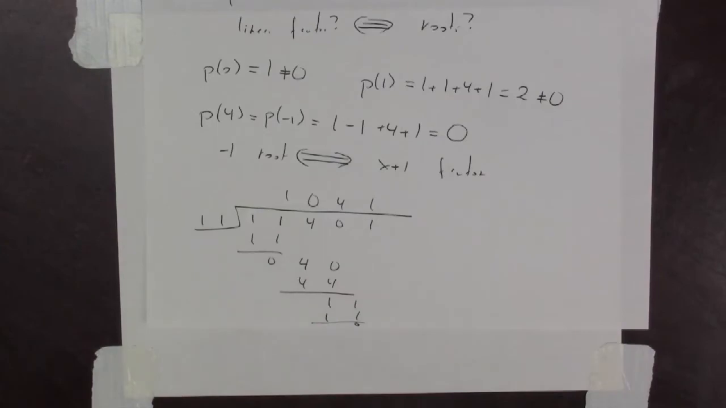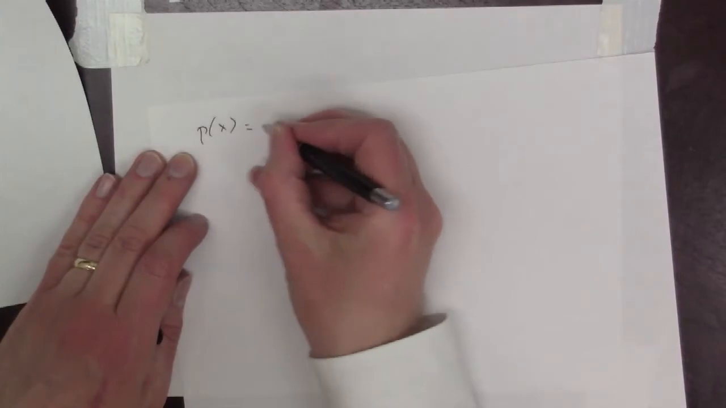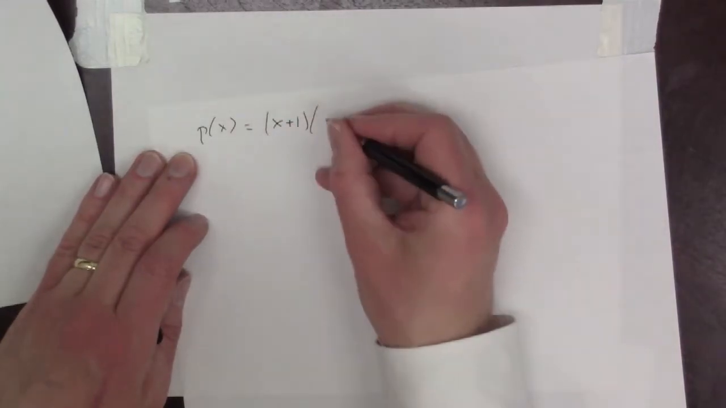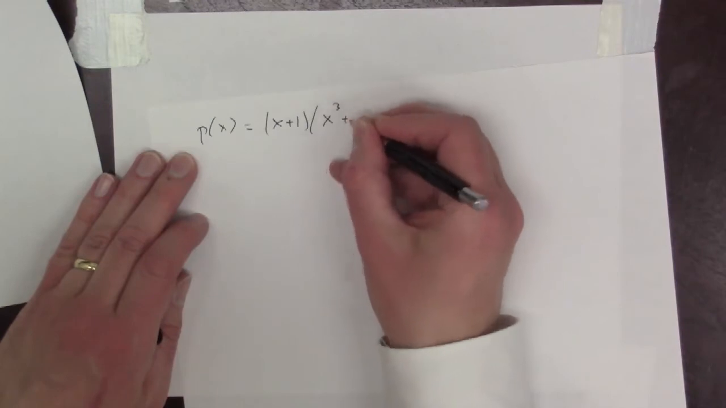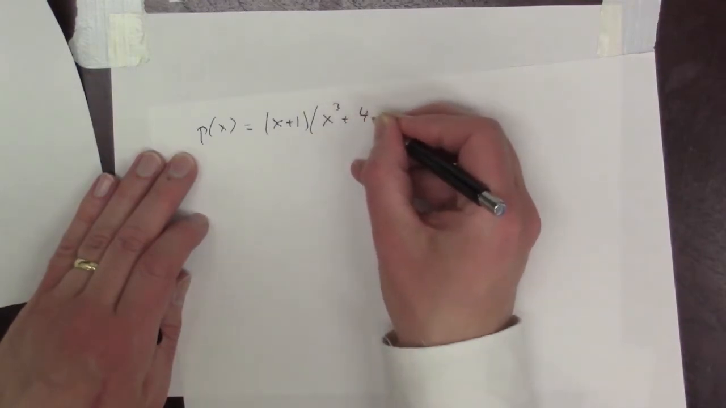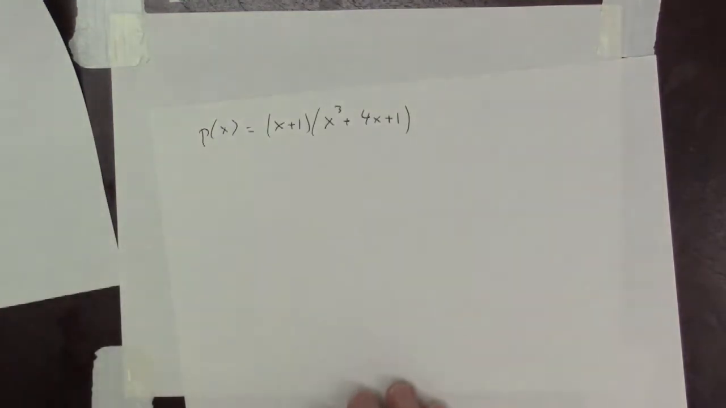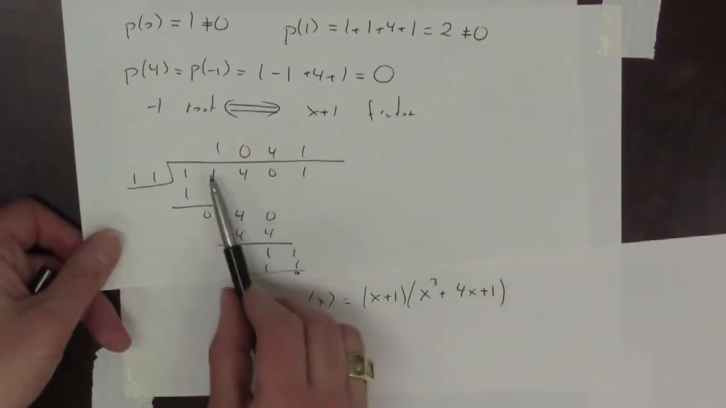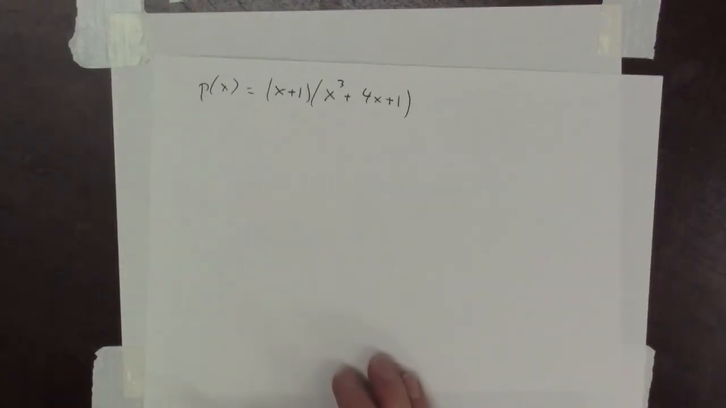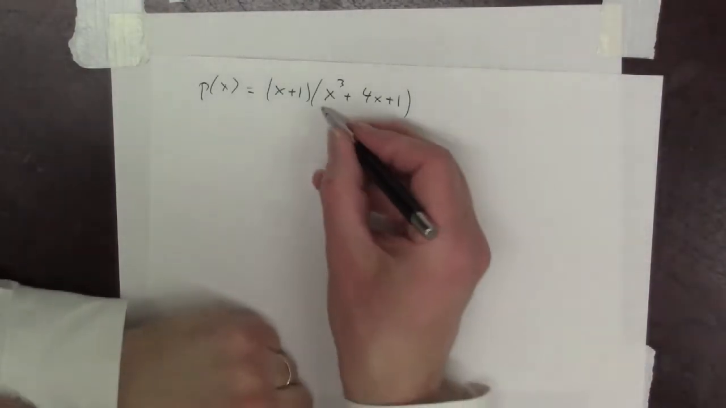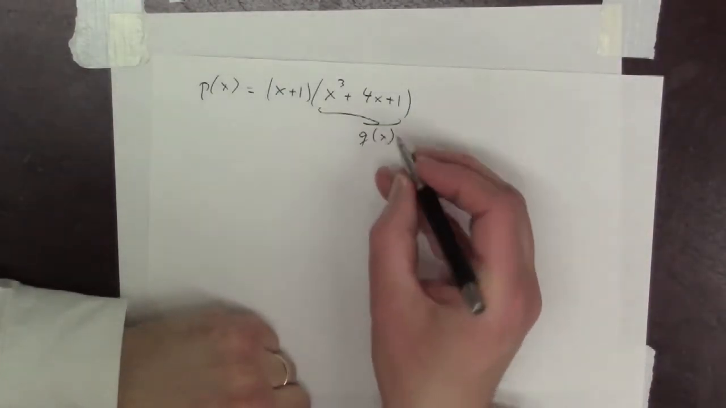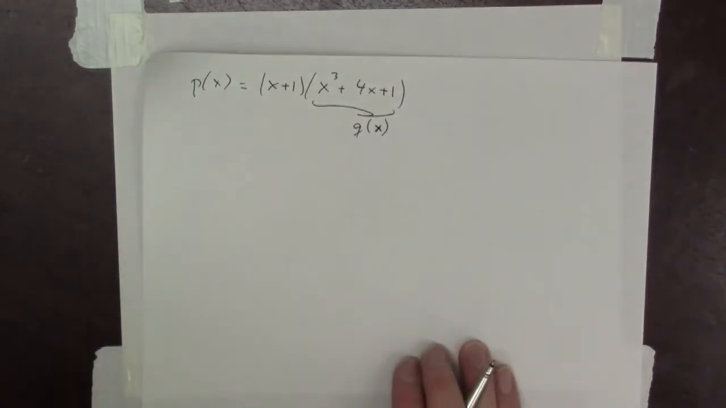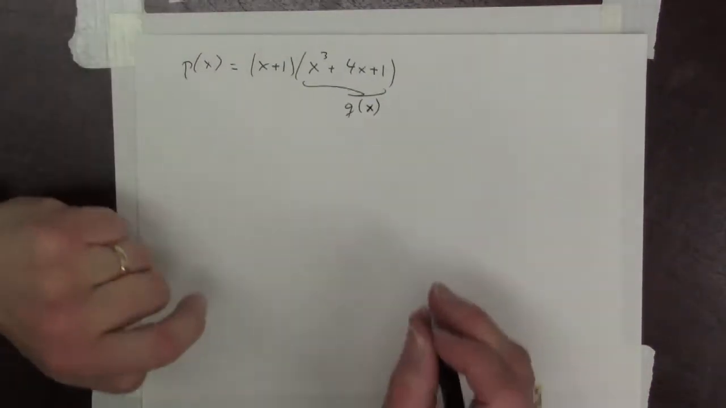So now I know that my p of x factors as x plus 1 times x cubed plus 4x plus 1. Aha! And now we just check this polynomial. Let's call this one q of x. Very imaginative, just go down the alphabet. So let's try. Does this have any roots?